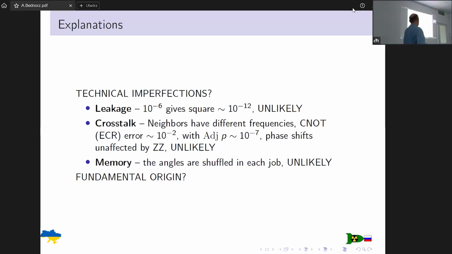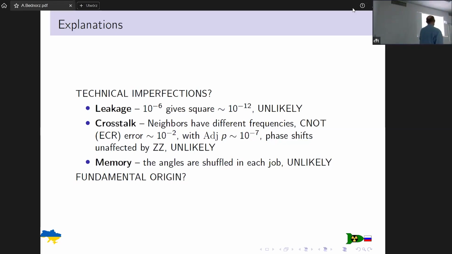Crosstalk. Yes, crosstalk could be important, but only if you take into account 2 qubit gates. And again, this error is maybe larger than leakage, okay? But this error mainly contains the space, the two-level space. So again, the question is, okay, so where does it escape?